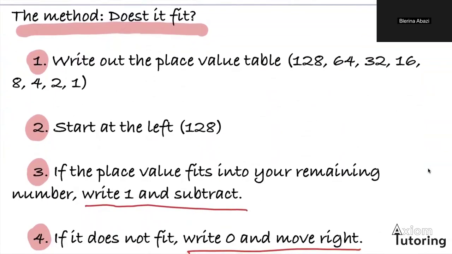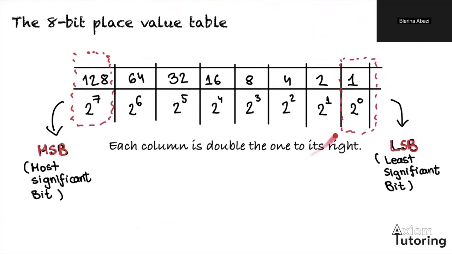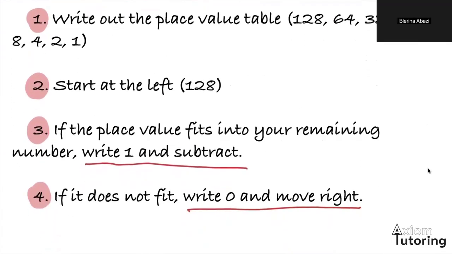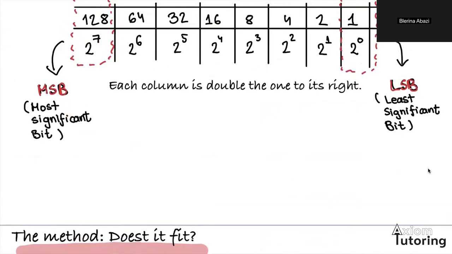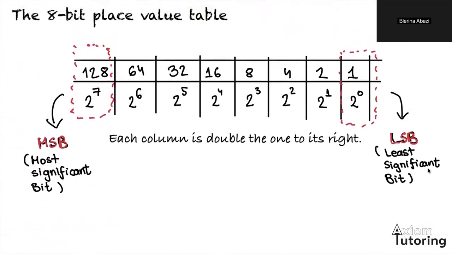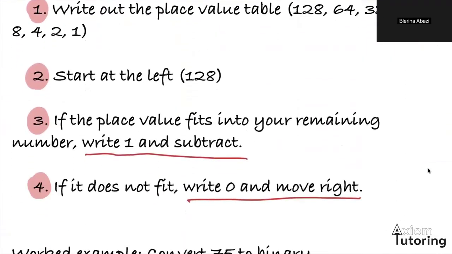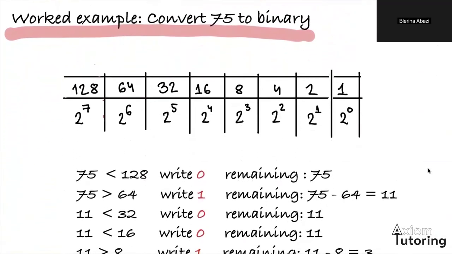Now, in order to convert a denary number into binary, we follow this method with 4 steps. First of all, we write out the place value table, which is this one here, and we use it for our reference in order to convert the number. We start from the left, which is the most significant bit here. And then if the place value fits in our remaining number, we write 1 and subtract. And if it does not fit, then we write 0 and we move to the right. So this might seem a bit vague, but let's start with a worked example in order to get a better and clear idea of how this works.